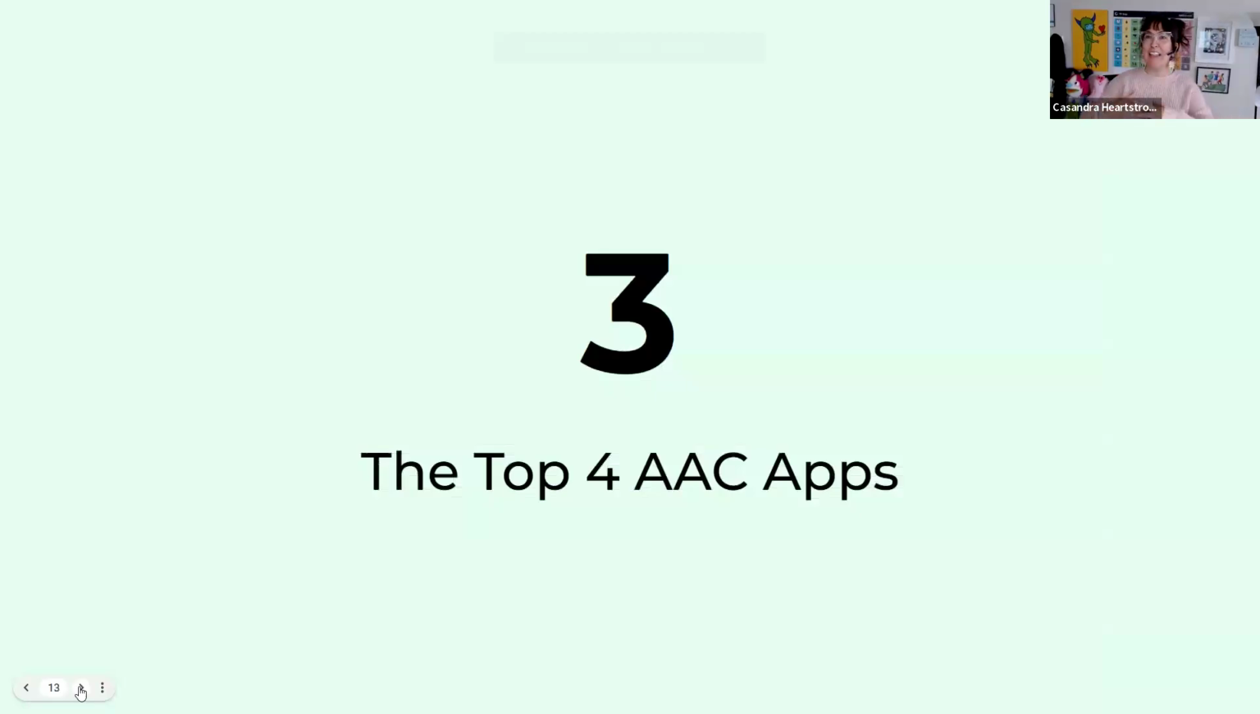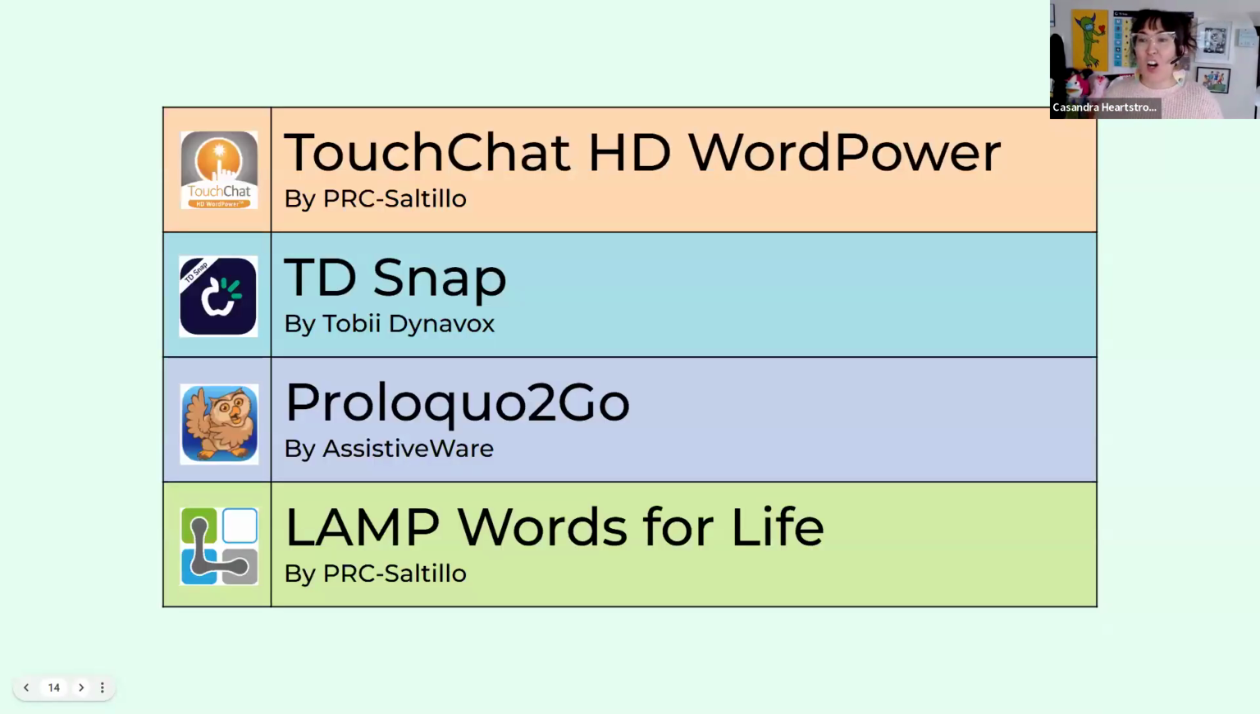So I just wanted you to see the field. The field of different AAC apps that are available is enormous, and some of them are very well used and well studied. These are currently, at least in Butte County, if you were to go to Sacramento County, this would look different. But the top 4 apps that are used in Butte County are TouchChat HD WordPower, TD Snap, Proloquo2Go, and LAMP Words for Life.